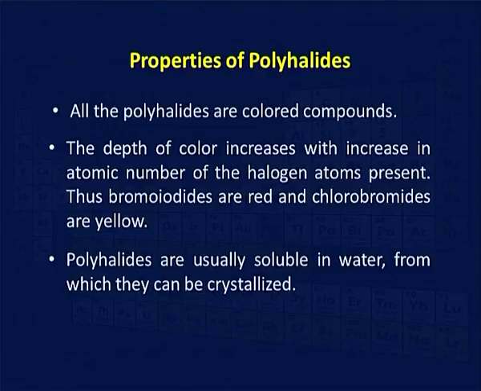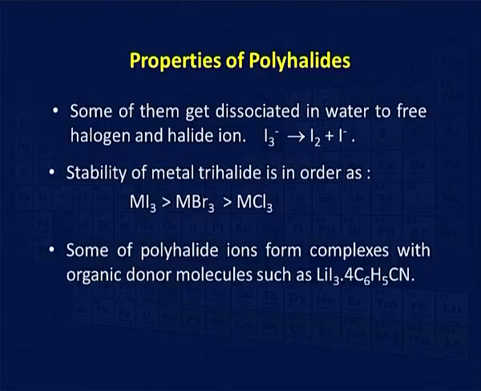Polyhalides are usually soluble in water, from which they can be crystallized. Some of them dissolve in water to give free halogen and halide ion. This is the dissociation of triiodide into iodine and iodide ion. The stability of metal trihalides proceeds in order from iodine to chlorine. Some of the polyhalide ions form complexes with organic donor molecules like this.